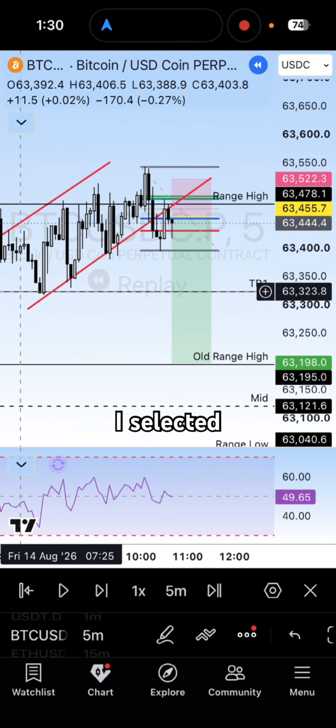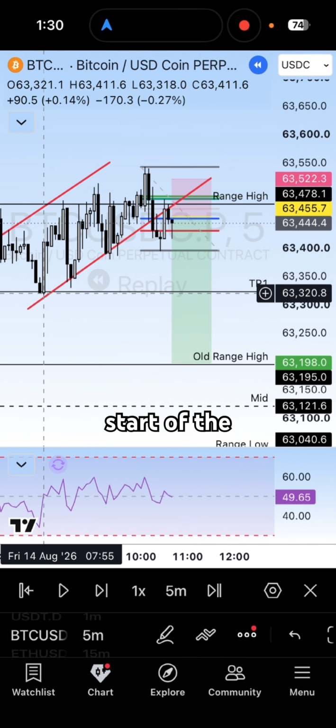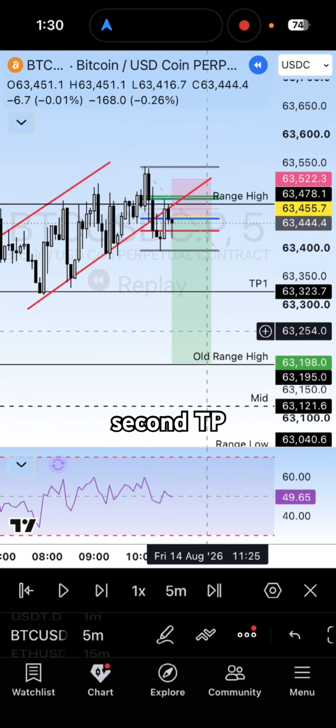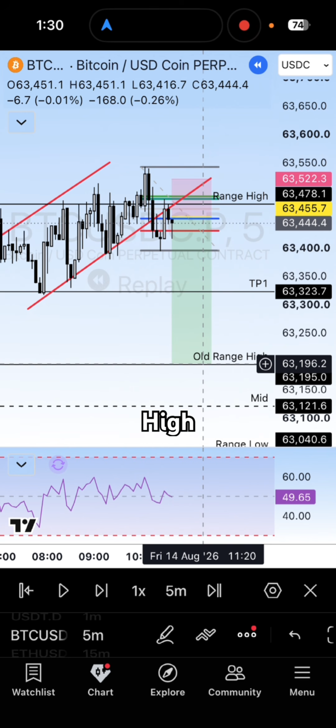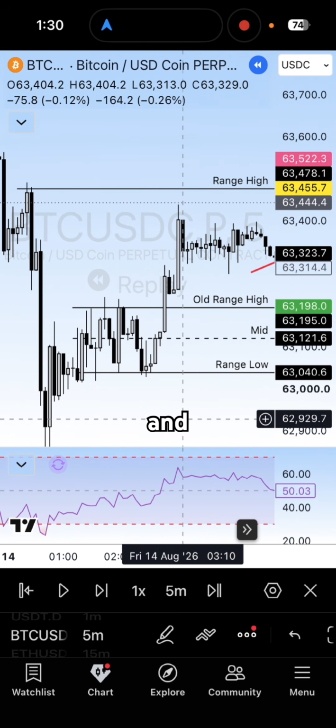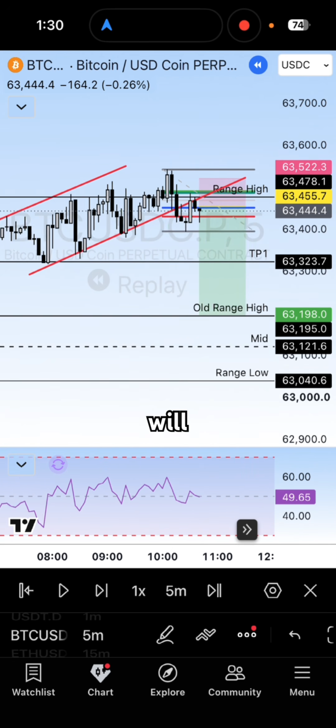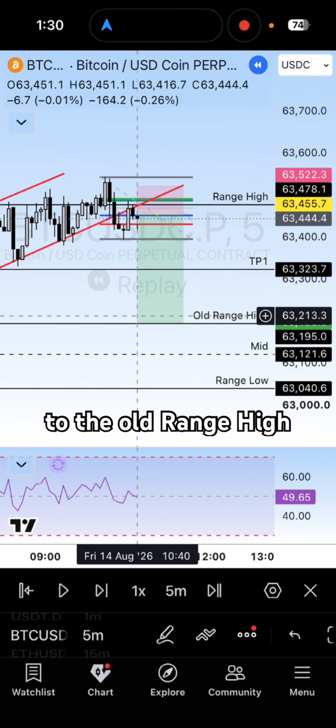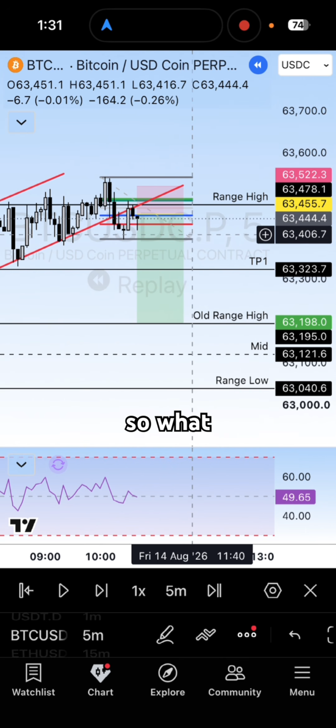So the first TP I selected was over here because it was the start of the trend line. The second TP was at my old range high over here because I saw there was a range here forming, and usually a lot of times the price will go back to the old range high and have a reaction upwards. So what happened?